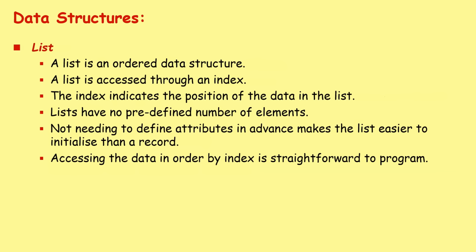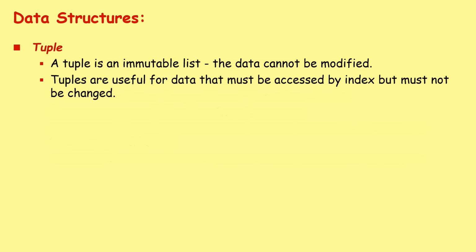A list is an ordered data structure. A list is accessed through an index. The index indicates the position of the data in the list. Lists have no predefined number of elements. Not needing to define attributes in advance makes the list easier to initialize than a record. Accessing the data in order by index is straightforward to program. Tuple. A tuple is an immutable list. The data cannot be modified. Tuples are useful for data that must be accessed by index but must not be changed.